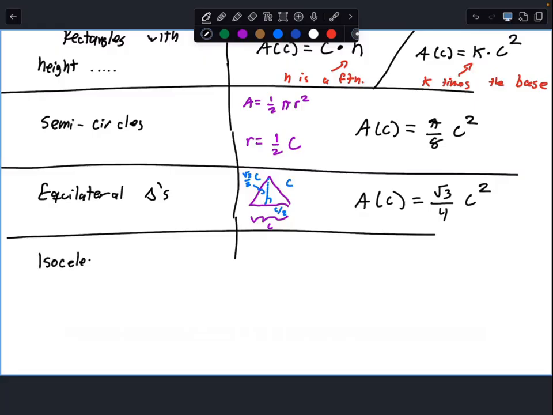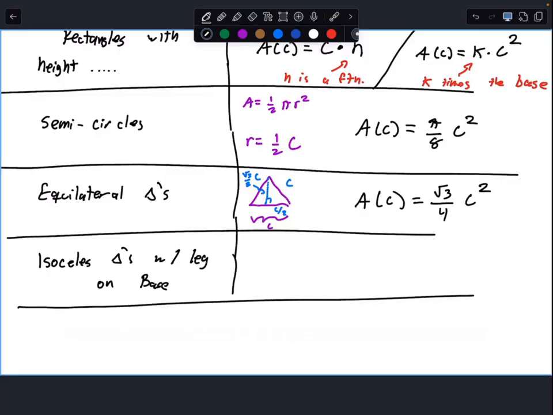Isosceles triangles with leg on base. So the base is one of the legs, and since it's an isosceles triangle, that means the height is also equal to the same value, which means that it's the base. So area as a function of c would just be 1/2 c squared.